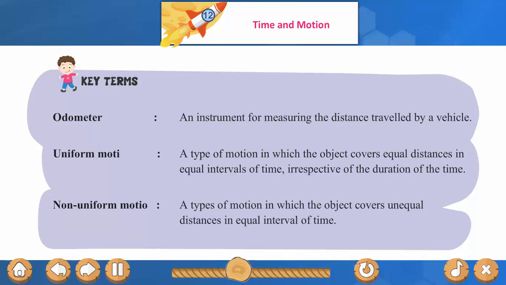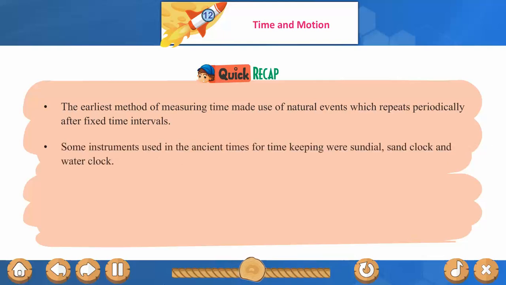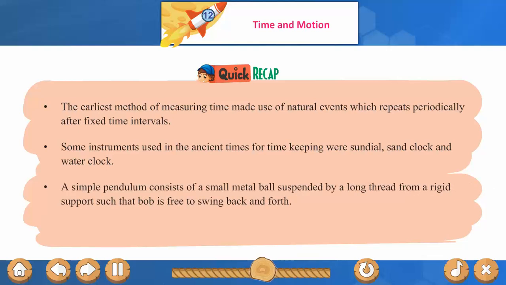Quick recap. The earliest method of measuring time made use of natural events which repeat periodically after fixed time intervals. Some instruments used in ancient times for timekeeping were the sundial, sand clock and water clock. A simple pendulum consists of a small metal ball suspended by a long thread from a rigid support such that the bob is free to swing back and forth.